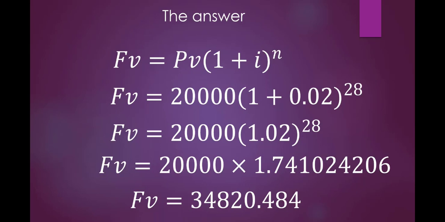And for PV equals $20,000, I equals 2% and N equals 28, so the amount or the future value will be equal to 34,820. Note that FV must be greater than PV.